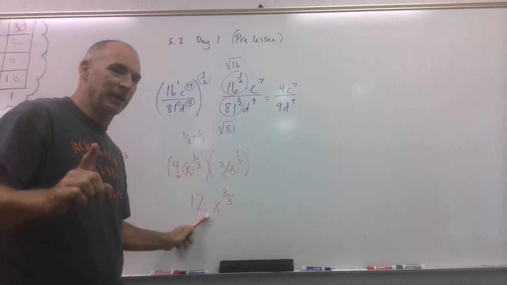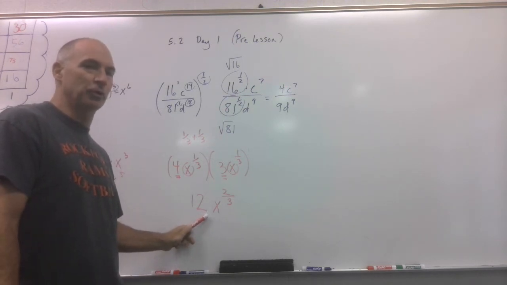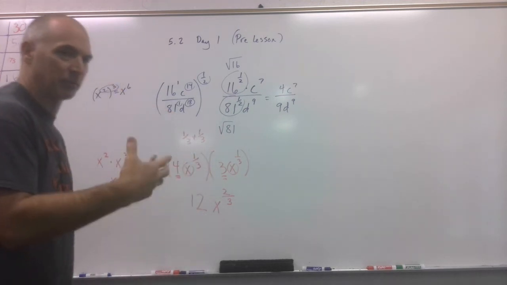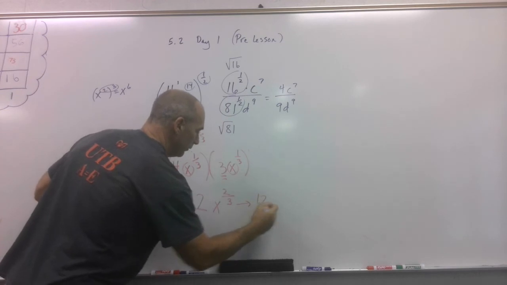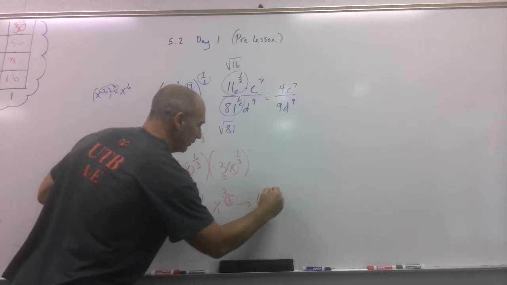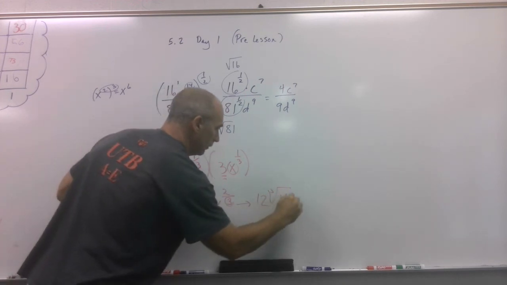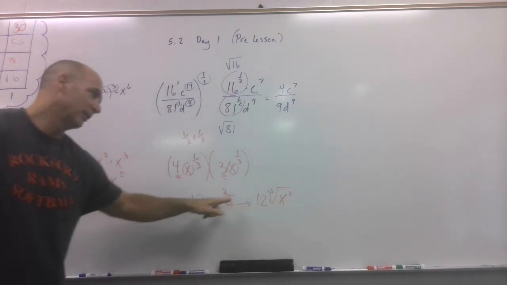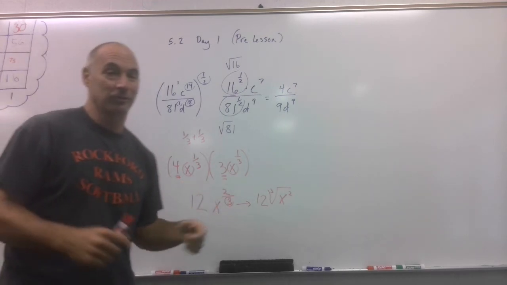I got to check something to see if they want it. If they say leave your answer in exponential form, you're done. If they say leave it in simplest radical form, you got to have a radical in your answer. So this would be 12. This is my index. Cubic roots of x squared, and that would be my answer in simplest radical form. This is simplest exponential form. So you also have to pay attention to their instructions.